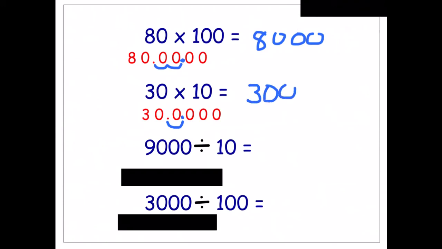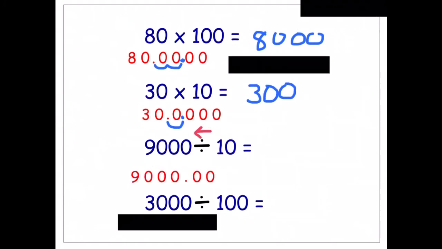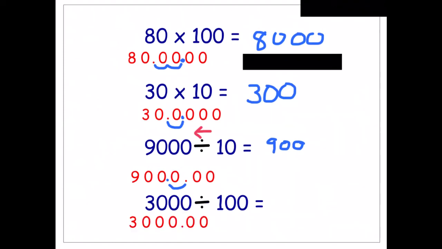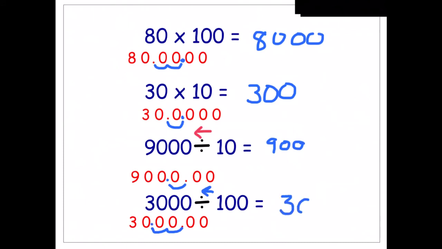of 300. With dividing, we are going to move our decimal point to the left, and 9,000 is just 9,000.000. Decimal point will move one place to the left, giving me an answer of 900. And our final one, 3,000, is just 3,000.000, and your decimal point will go two places to the left because it's division, and we go left and we're dividing by 100, giving me an answer of 30.